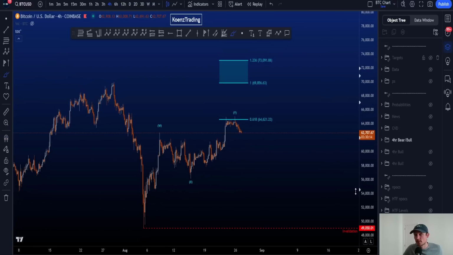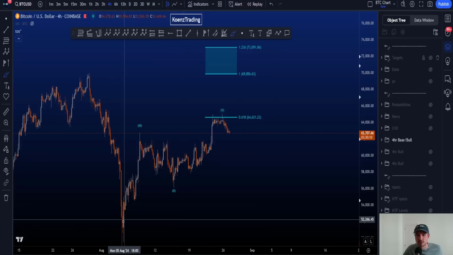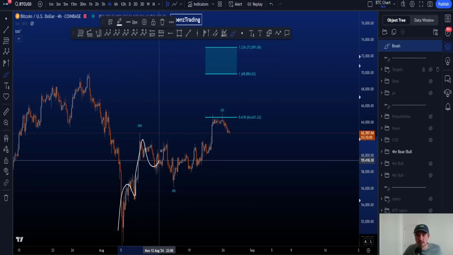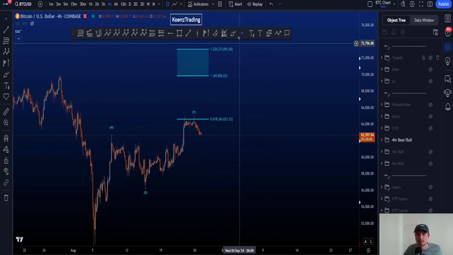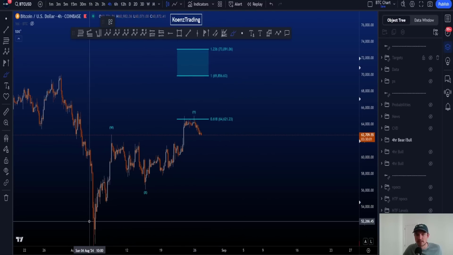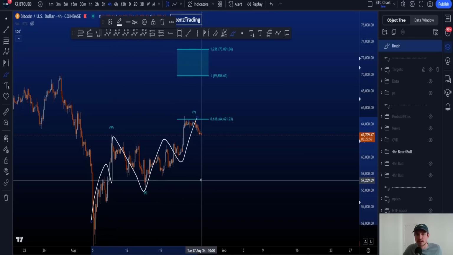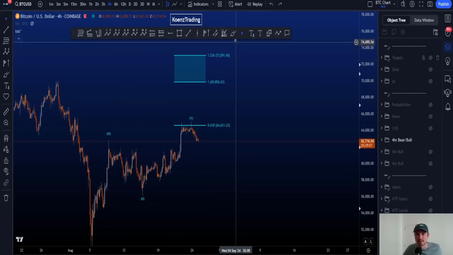Now the most bearish scenario is that we have a finished three-wave corrective structure to the upside, a three-wave W, a three-wave X, and then a three-wave Y, a double zigzag to the upside, ABC correction and another ABC towards the upside.